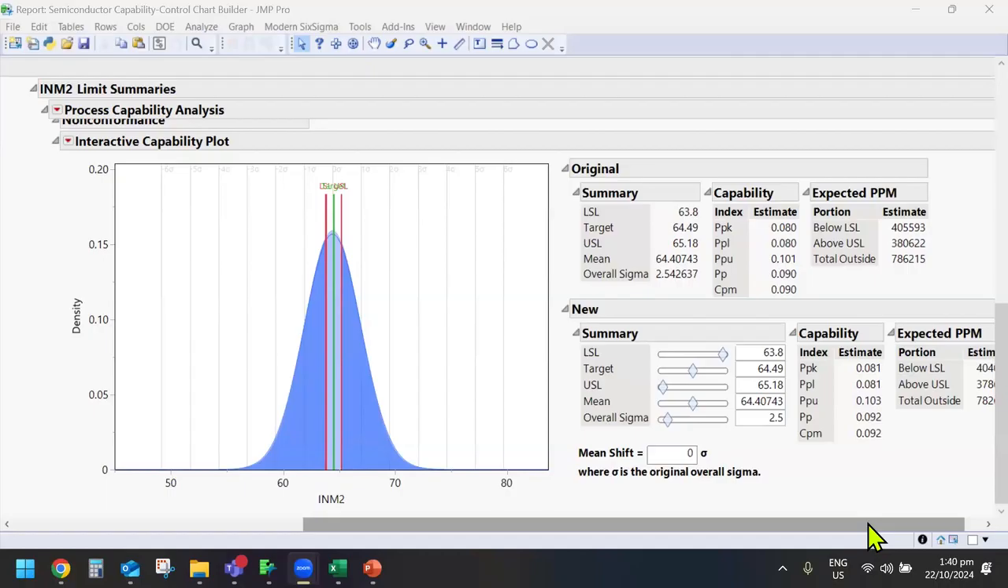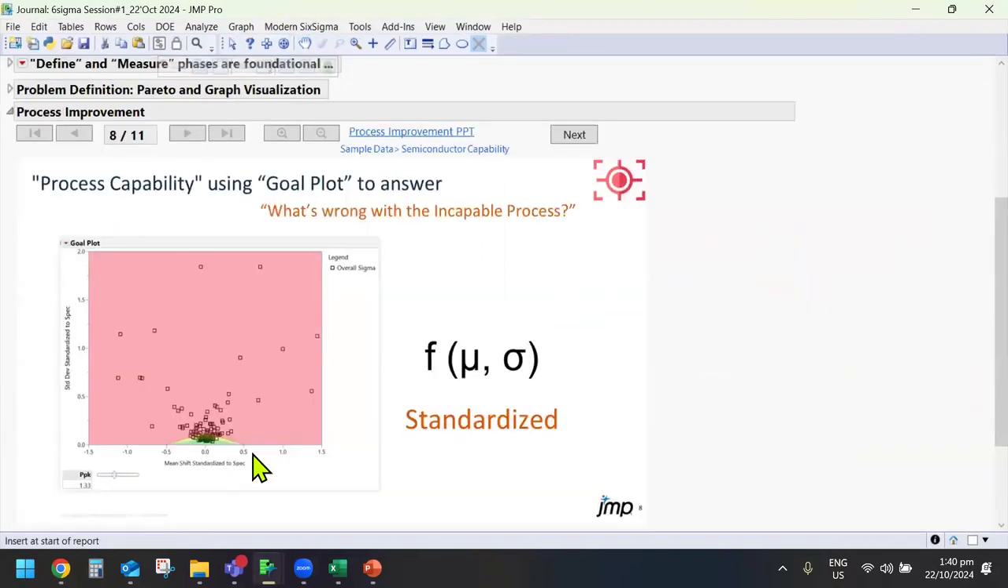For this case, maybe your process is actually stable but not capable. So you may propose to your customer, say, hey, can we loosen or widen the upper and lower spread limit? If they agree, you do nothing to your process while you still achieve your goal. But with the capability plot, you can visualize and answer the question, what if?